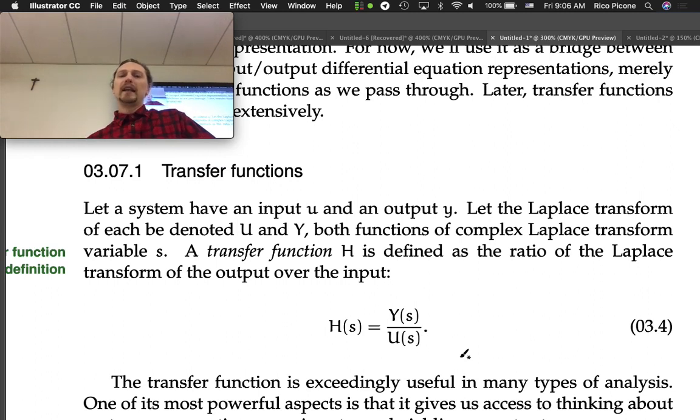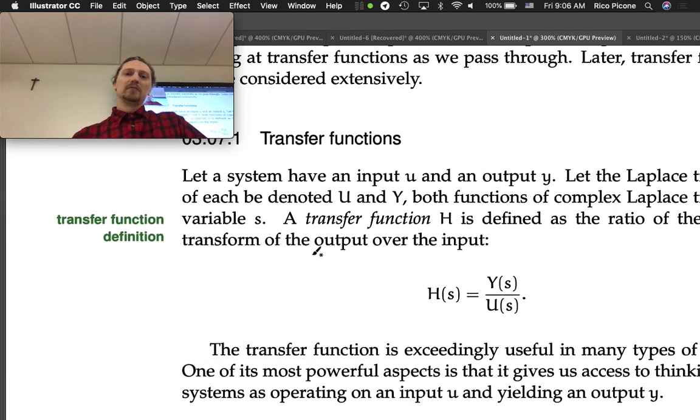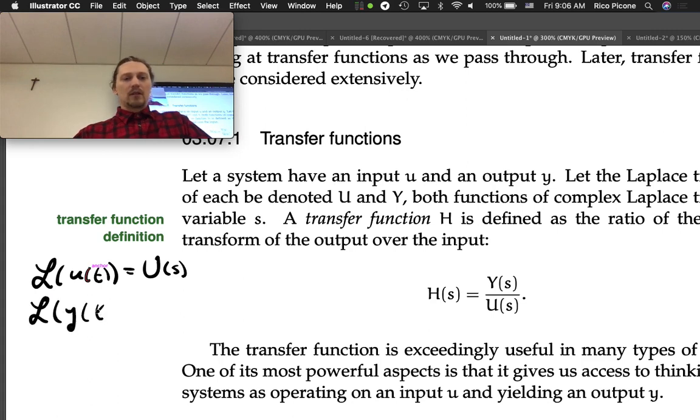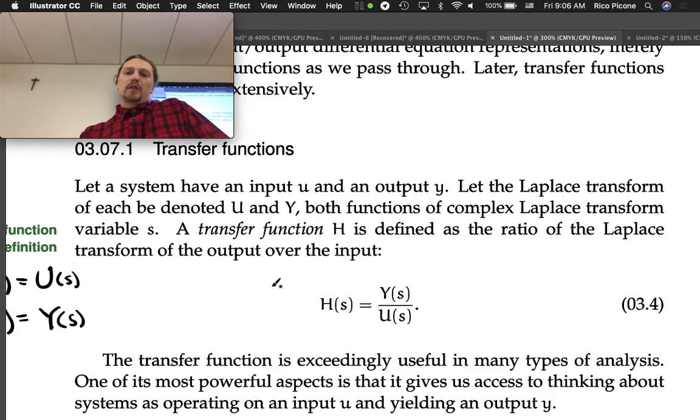Let a system have an input u and output y. Let the Laplace transform of each be denoted U and Y. I don't know if you used that convention in your differential equations class when you were introduced to Laplace transforms, but we would say that the Laplace transform of u of t we will often write as capital U of s, and same with the Laplace transform of y of t, we'll often write as capital Y of s. Great.